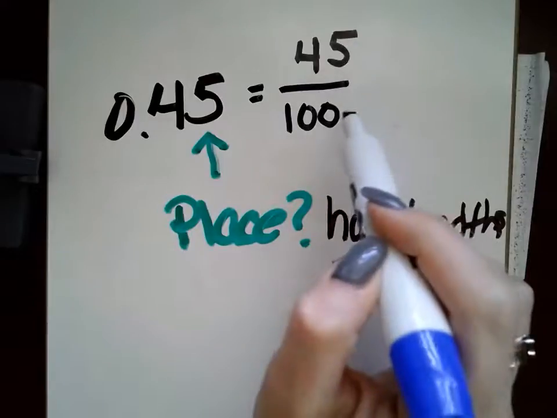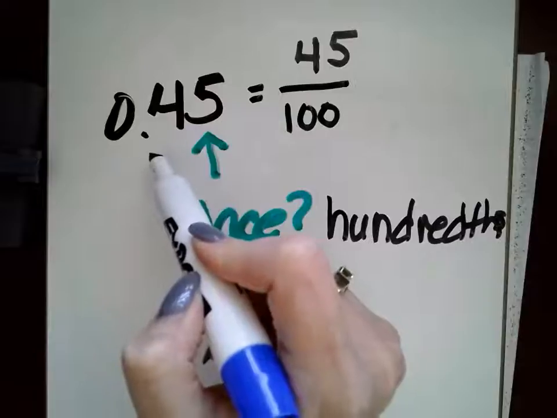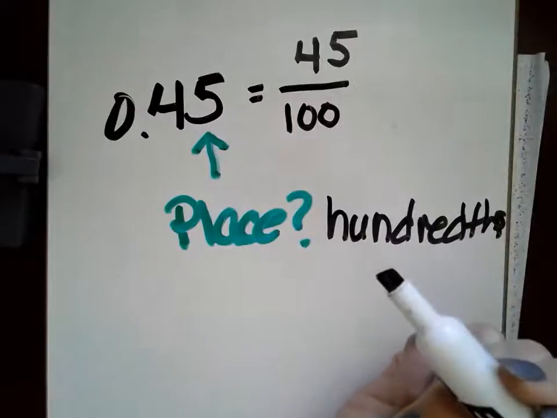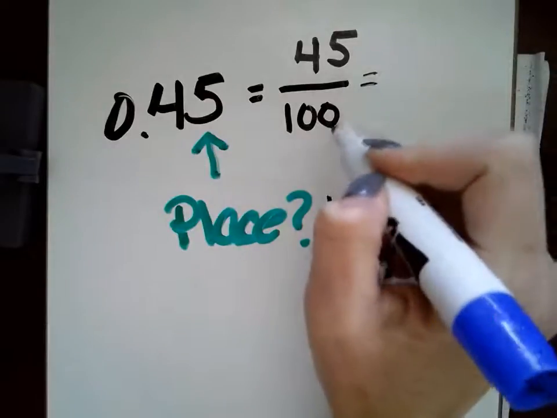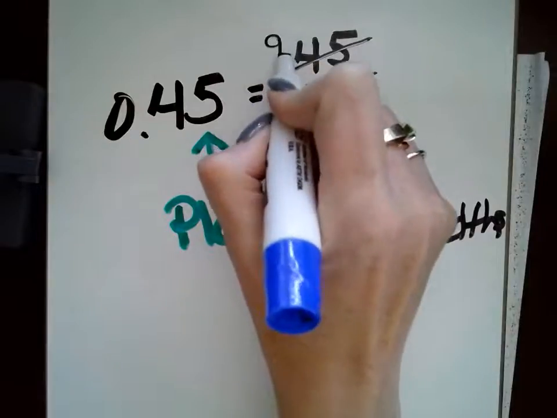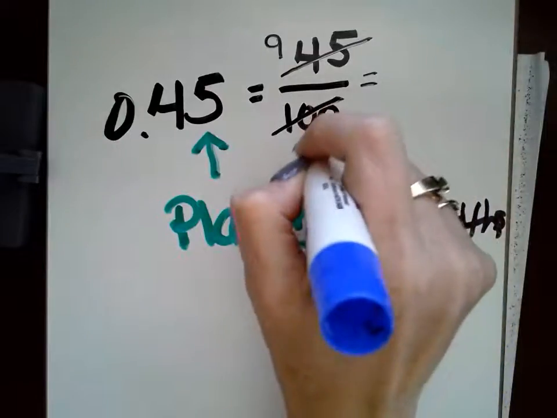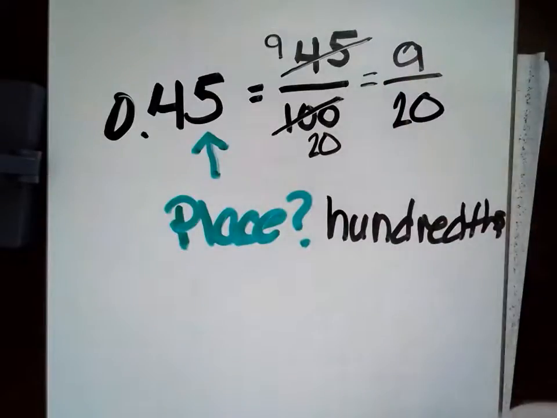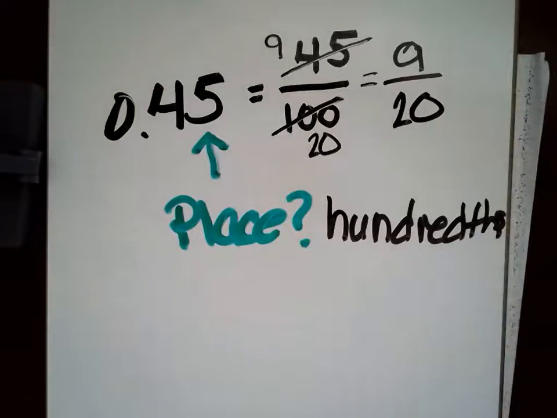We check: 45 is less than 100, so we have a proper fraction. That makes sense because we know that 45 hundredths, the decimal, is less than 1. But of course this isn't simplified because there are common factors between the numerator and the denominator. Both numbers have a common factor of 5. I can factor a 5 out of 45, I'm left with 9. And I can factor a 5 out of 100, I'm left with 20. So our simplified fraction is 9/20. And there are no common factors between 9 and 20.